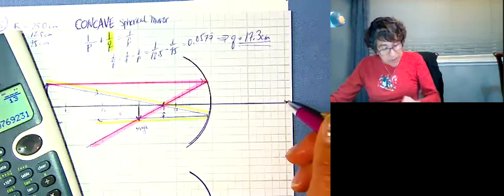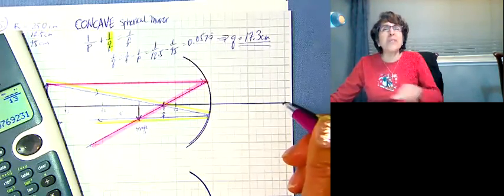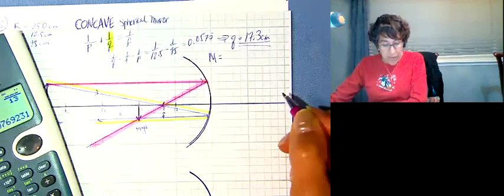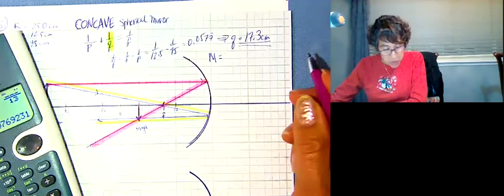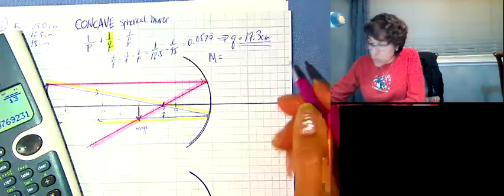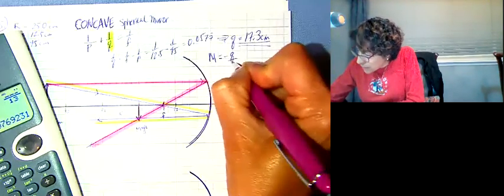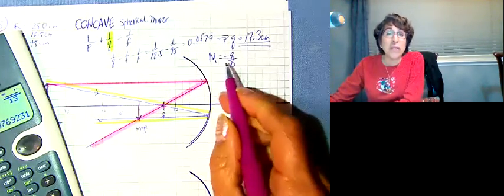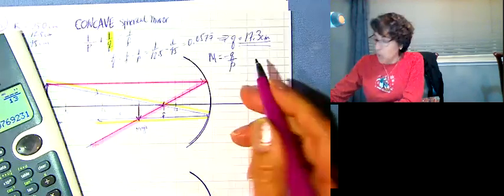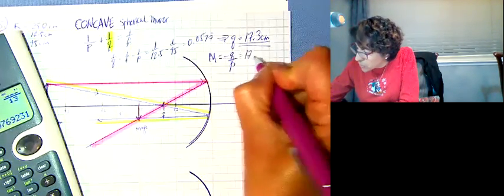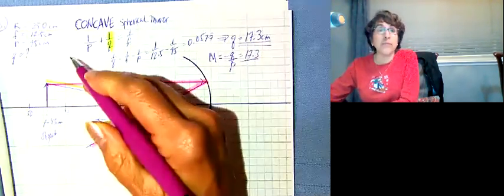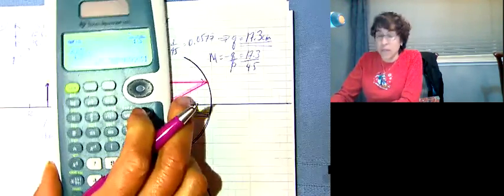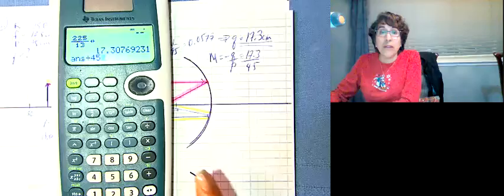Now, besides that, we want to know what was the magnification. And M is for magnification. You find that magnification is equal to negative Q over P. How much does it go up or down? I'm going to say negative, so it's always negative first. All right. So Q, we know, is 17.3. P was 45 centimeters. I'm just going to leave that in my calculator and say divided by 45.